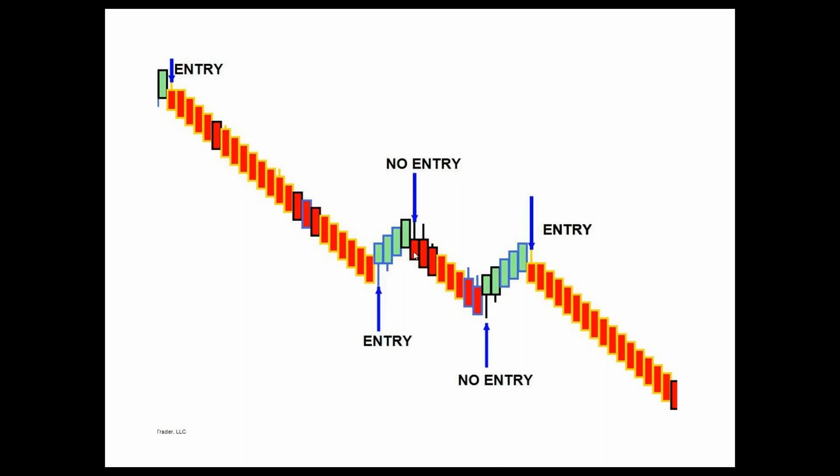There's no entry here because you see the three line? You don't have it. It's got a black candle body. This long trade, you don't have any trade. You have a black candle body.